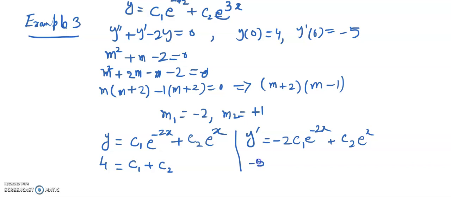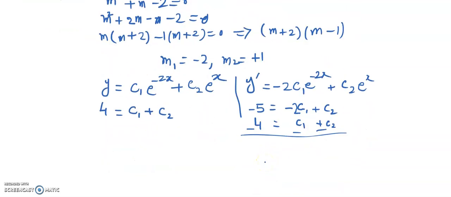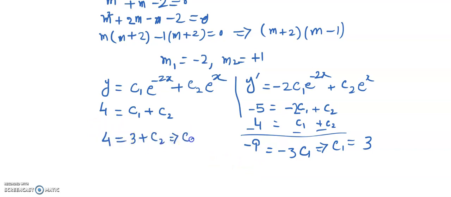So y prime will be equal to minus 2 c1 e power minus 2x plus c2 e power x. Okay, so y prime(0) is minus 5, which is equal to minus 2 c1 plus c2. So now we have these two equations. I bring this equation here: 4 is c1 plus c2, and then I subtract this equation from the first equation, so it will be minus 9 is equal to, c2 and c2 cancel, minus 3 c1, so c1 will be equal to 3. If c1 is equal to 3, I input this value over here, 4 is equal to 3 plus c2, so c2 will be equal to 1.